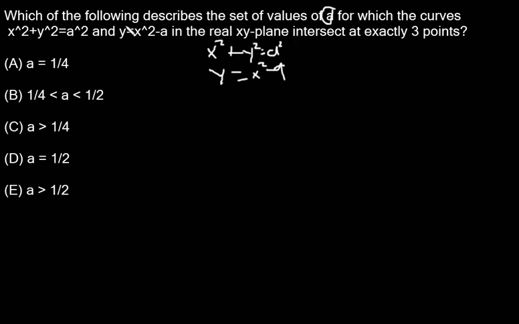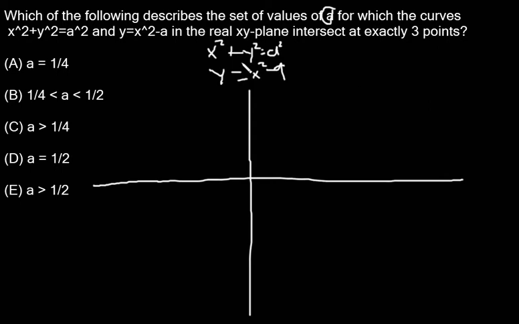So from the top, it says, which of the following describes a set of values of a for which the curves x squared plus y squared equals a squared and y equals x squared minus a, and the real xy plane intersect at exactly 3 points, right? So it's asking us, what is the interval at which these two graphs intersect each other? So let's draw ourselves a graph. And this is the easy part, all right?